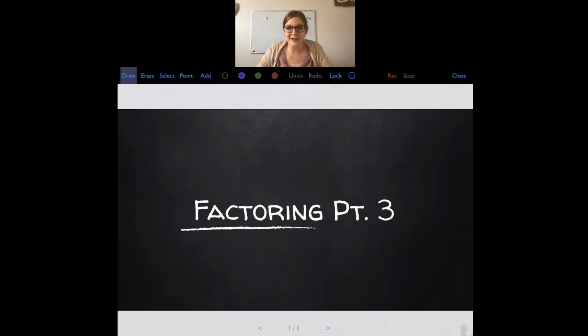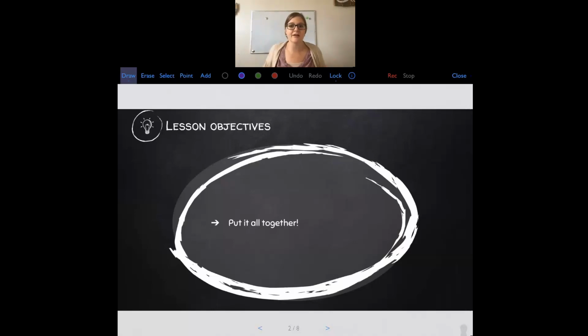This lesson is called Factoring Part 3. We are going to put together what we did in the previous lessons all together in one to go over a few examples. We're still mostly talking about quadratic expressions, but there might be a step before to get there. Okay, so our objectives are we're just going to put it all together and do a few example problems.